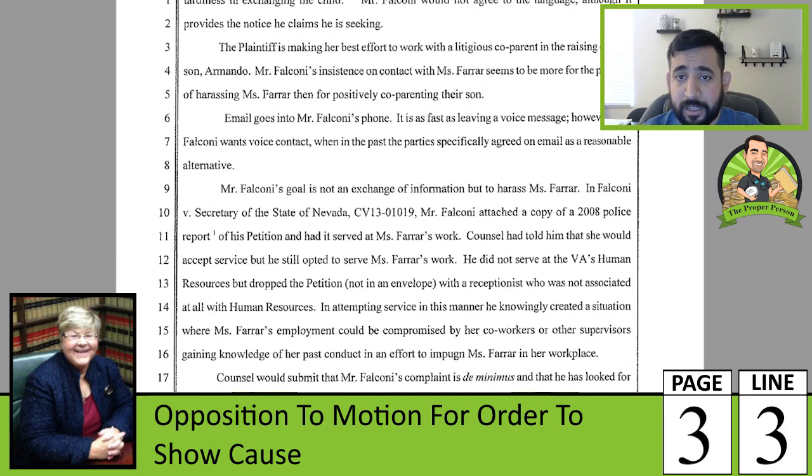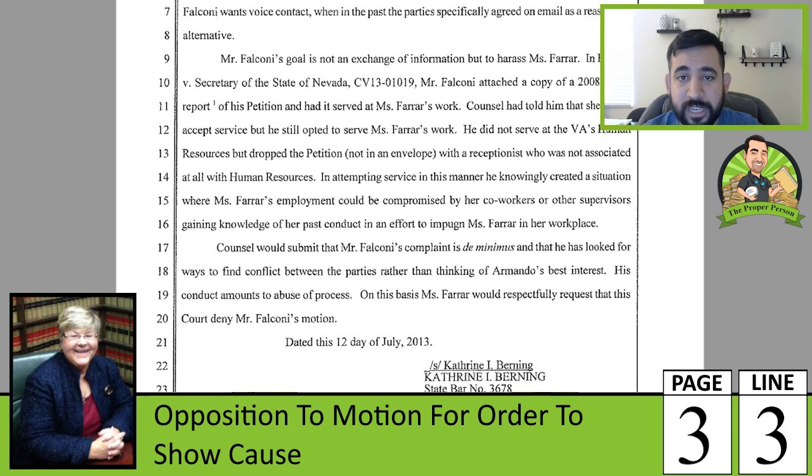I am making... What? Okay, so my ex is not the plaintiff, nor is she the petitioner. So this must have been put together really quickly because it's sloppy. In any event, what she means to say is respondent is making her best effort to work with a litigious co-parent in the raising of their child. My insistence on contact with her seems to be more for the purpose of harassing. That's not true. She says it though, because why not? It fits into the narrative that they've put together.